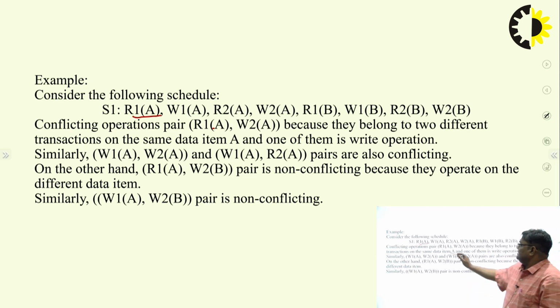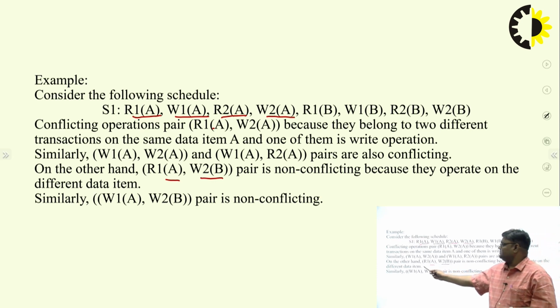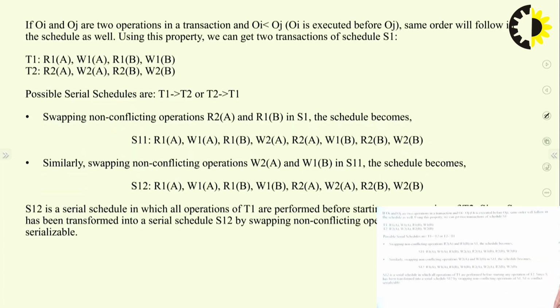Similarly, this write operation on A and this write operation of the T2 transaction, and W1A and R2A, these pairs are also conflicting. On the other hand, R1A and W2B are a pair of non-conflicting operations because they operate on different data items. Similarly, W1A and W2B are also non-conflicting because they also operate on different data items.